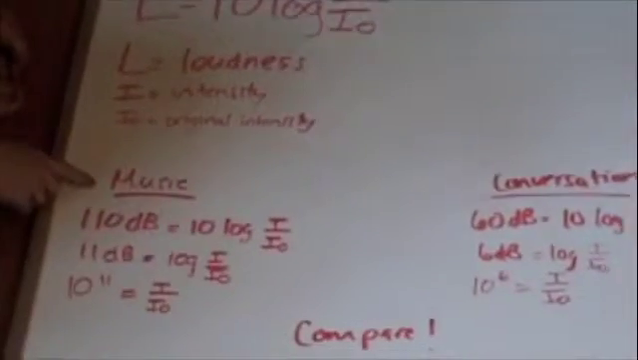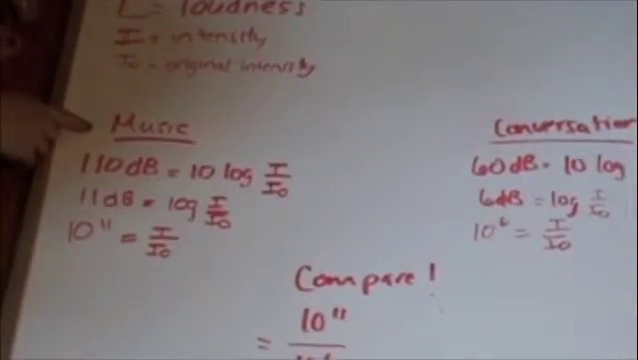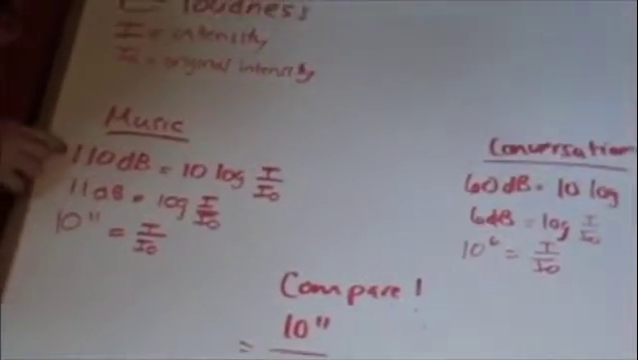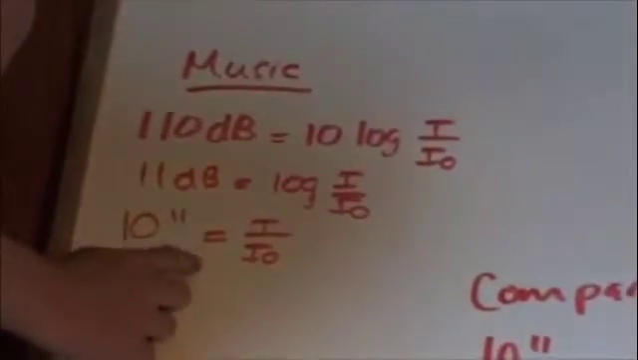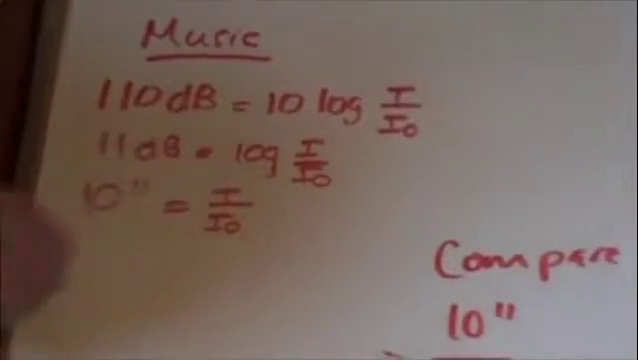So here we are looking at the intensity of Saad's music. We sub the numbers into this equation. So 110 decibels equals 10 log I over IO. We divide the 10 out first of all, so that gives us 11 decibels equals log I divided by IO. And now we're going to change this into exponential form. So we have 10 to the 11 equals I divided by IO.